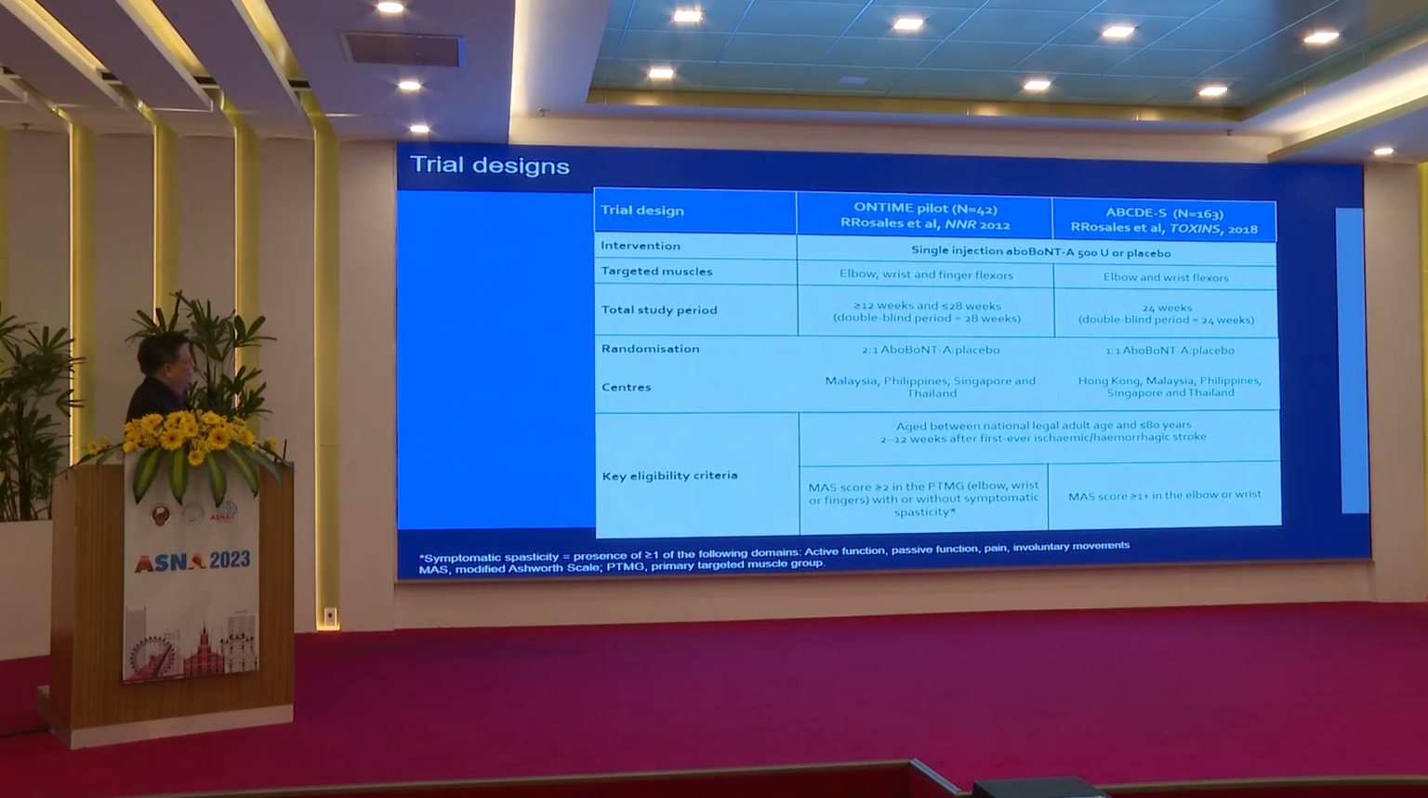We enrolled patients who have early post-stroke spasticity of less than 3 months. And we looked at a number of things. The older one was the ABCDES trial, or the Asian Botulinum Toxin clinical trial designed for early spasticity, and the on-time trial, which came after that.